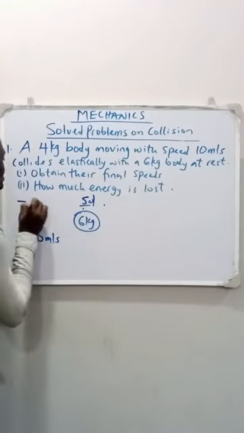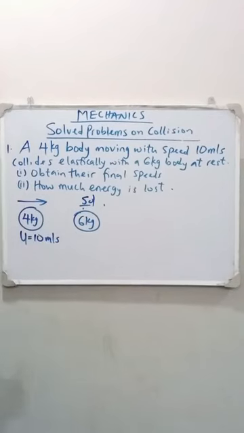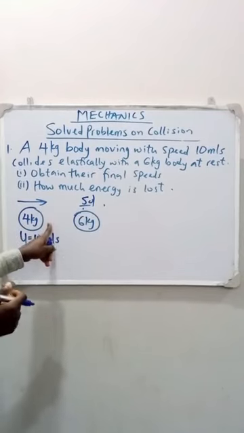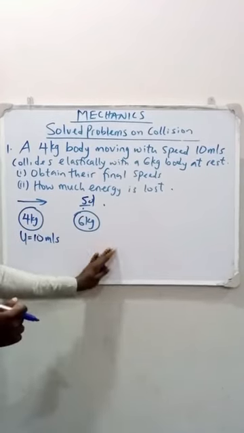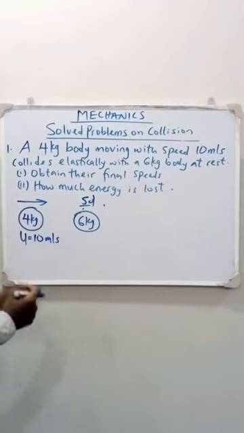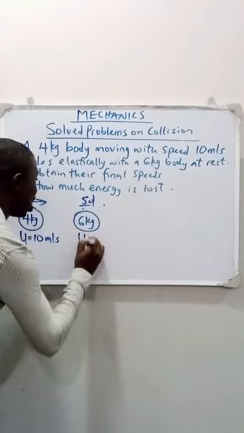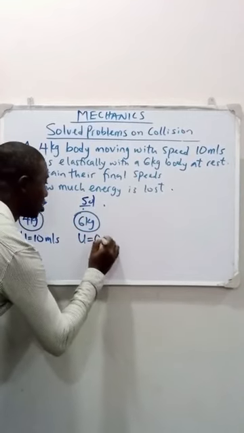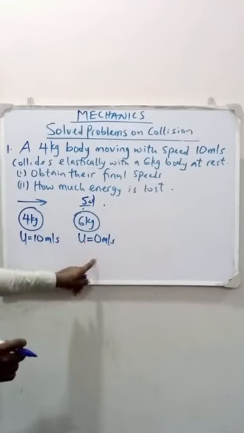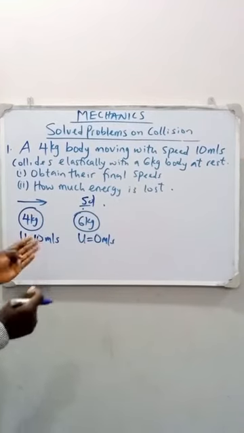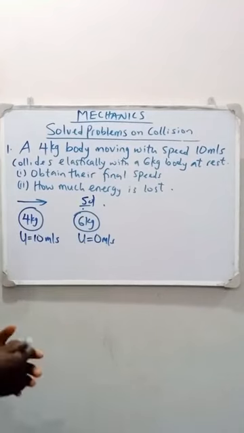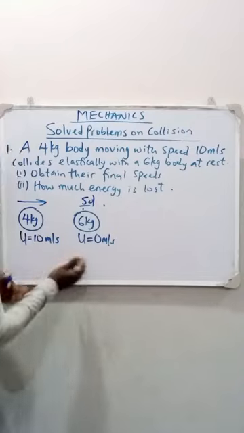It means that the first body is moving along this side. For them to collide, the 4 kg mass is moving towards the 6 kg mass that is at rest. Because it's at rest, its initial velocity is u equals 0 meters per second. Also, we are going to obtain their final speeds, what happened to them after the collision. This is before collision.